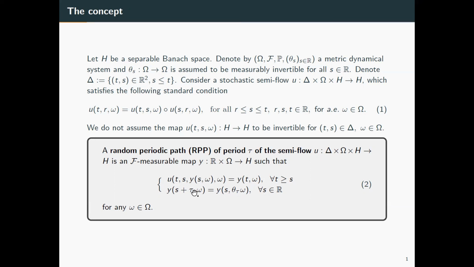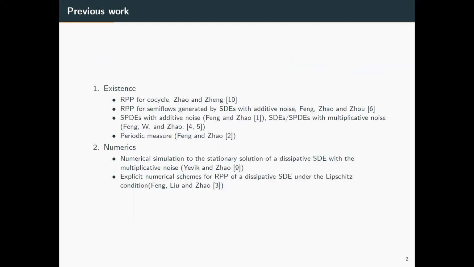Let's compare it with the well-known concept of the deterministic periodic path or the stationary path. If the path is not random, so we don't have omega here, then it degenerates to the deterministic periodic path, right? And if the random periodic property is true for every positive tau, then the definition will reduce to a stationary path. There is some literature dealing with the existence of random periodic solutions for different cases, like for co-cycles, semi-flows.